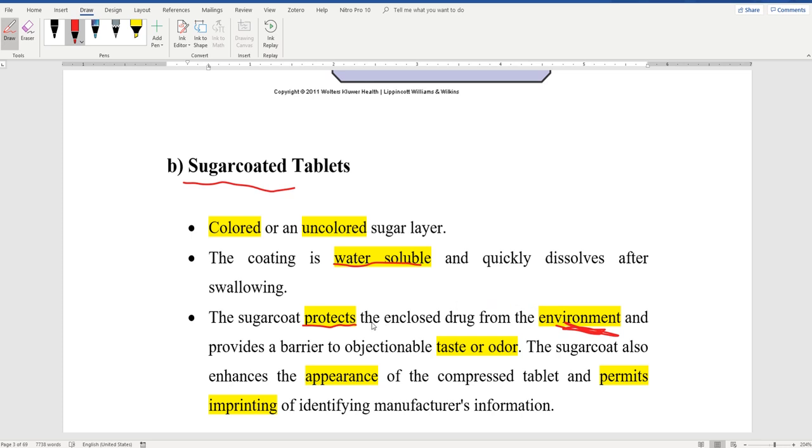Another advantage of using sugar coating is that it can hide objectionable taste and odor. Sugar coating surrounding the tablet, or the drug in the tablet, can protect it from objectionable taste. That means the patient who takes the sugar coated tablets will not feel the taste or the odor of the drug. Odor means smell.